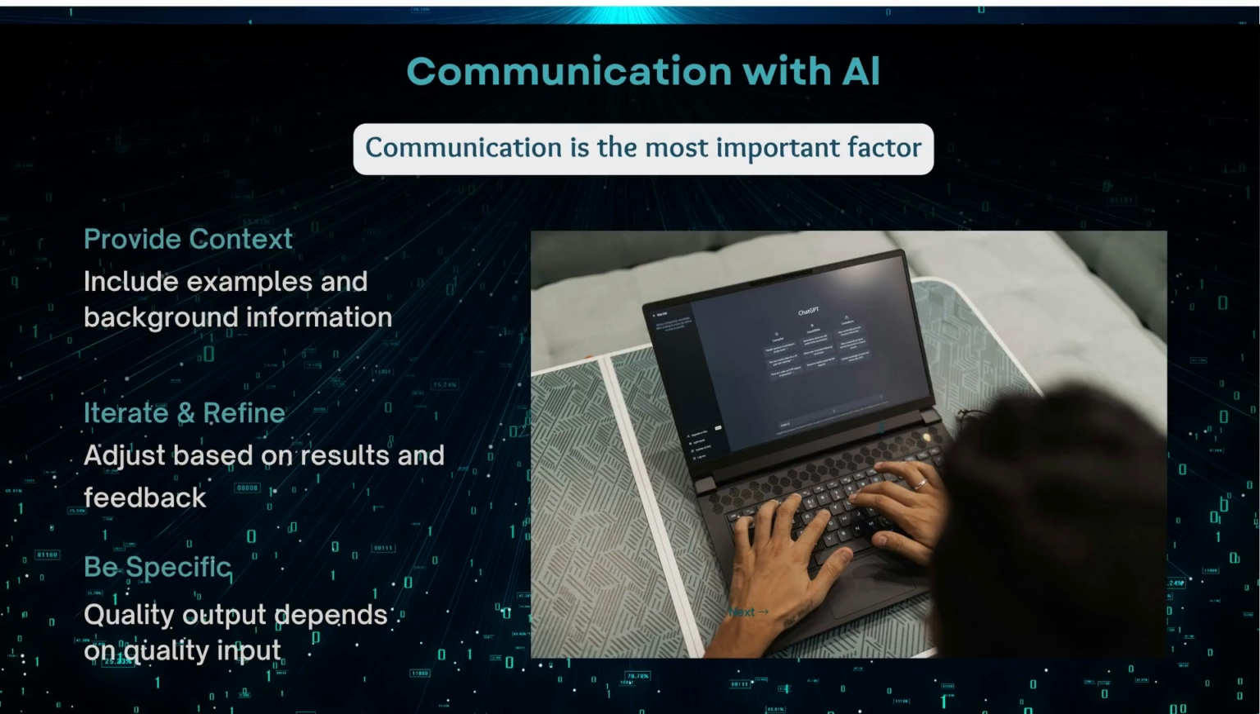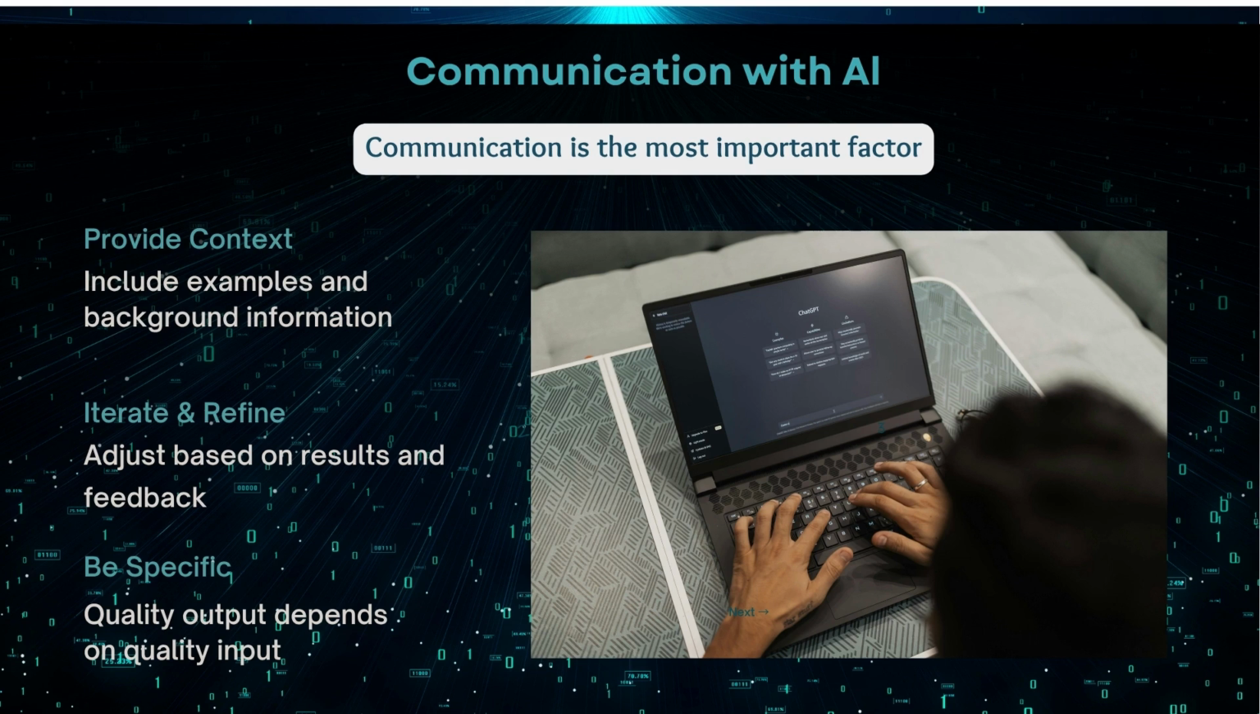At the heart of using AI effectively is communication. The way you interact with AI will directly shape the quality of its output. So let's focus on these key principles. First, provide context. Always include examples and relevant background information. The more details you give, the more accurately the AI can understand and deliver what you want.